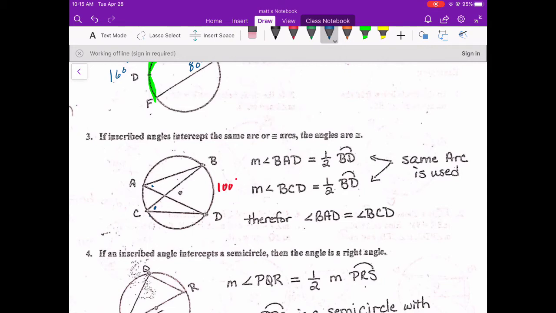So because they both have the same intercepted arc, they're going to both be half of the same number. Well, 100 divided by 2 is 50. So both of those angles end up being 50 degrees, and thus they are congruent. So if two inscribed angles share the same intercepted arc, they are congruent.